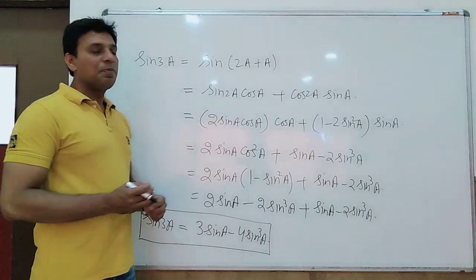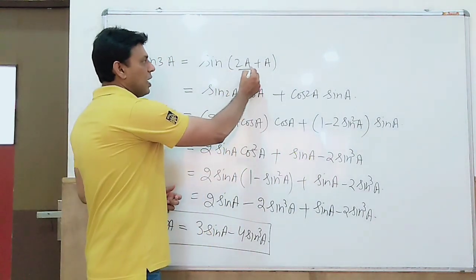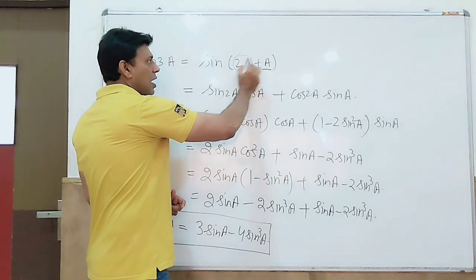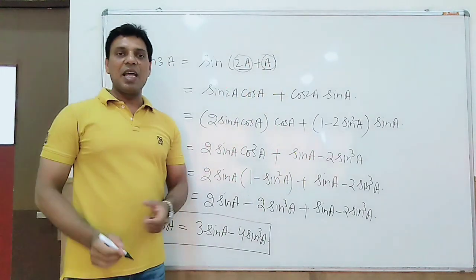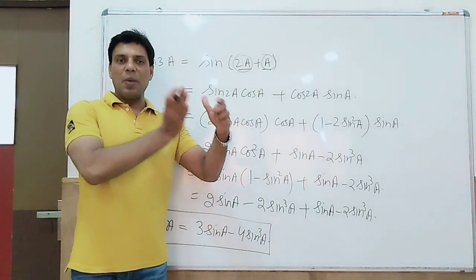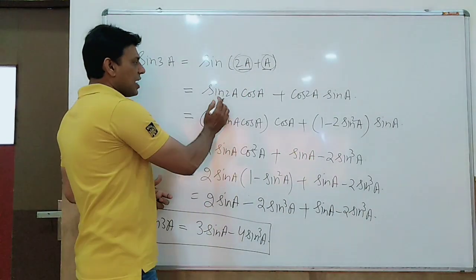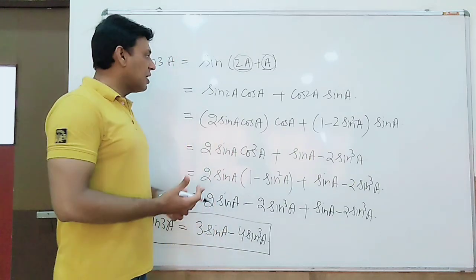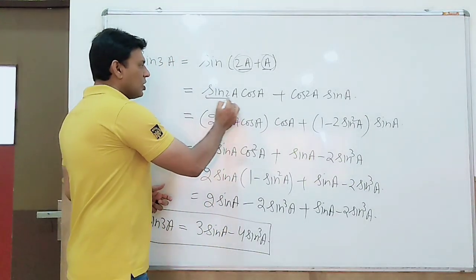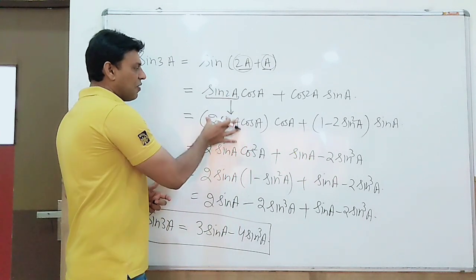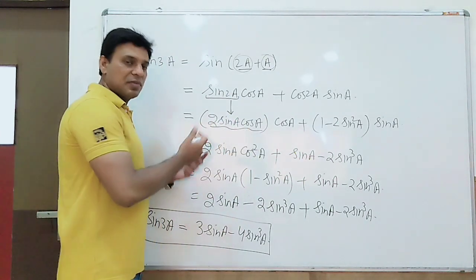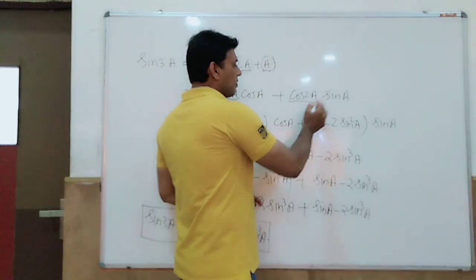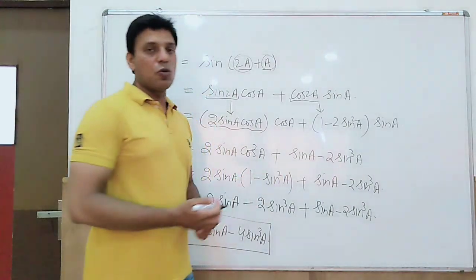So sin 3a can be written as sin (2a plus a). Now I will apply the formula of sin (a plus b), which is sin a cos b plus cos a sin b. After writing this down, you know how to write sin 2a. The formula for sin 2a is 2 sin a cos a. This cos a as it is. Then in place of cos 2a we can write 1 minus 2 sin square a.